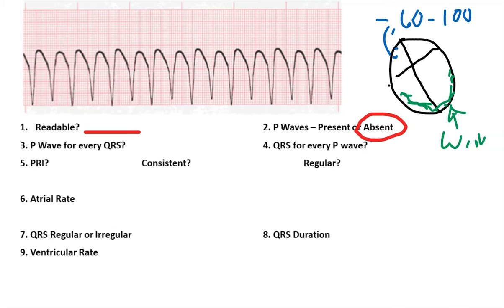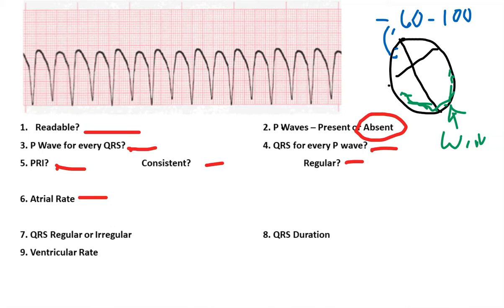Therefore, as a result, we have no ability to identify whether there's a P wave for every QRS, if there is a QRS for every P, and therefore we cannot identify what the PR interval is to see whether or not it's constant or regular. So that's why we're going to block those things out just like that.